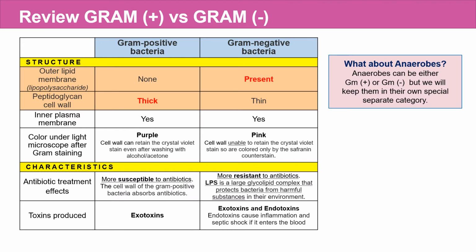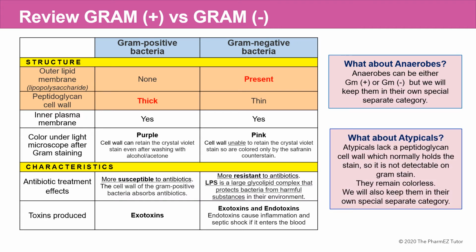Now, what about anaerobes? Are they gram-positive or gram-negative? Yes, they can be either one, but we need to keep them in their own special separate category. So again, that is the third major class of antibiotics that we're going to be talking about. What about atypicals? Well, atypicals lack that peptidoglycan cell wall, which normally holds the stain. So when they do a gram stain, it's not detectable. They remain colorless, and that's why they're called atypical. And we're going to also keep them in their own special separate category.